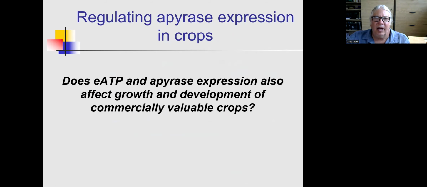So in my lab, we typically do research first using the model plant Arabidopsis, and then we see if our results can be translated into crops. And so we have this question, does eATP and apyrase expression also affect growth and development of commercially valuable crops?